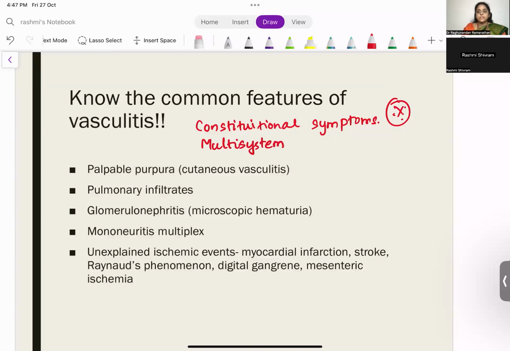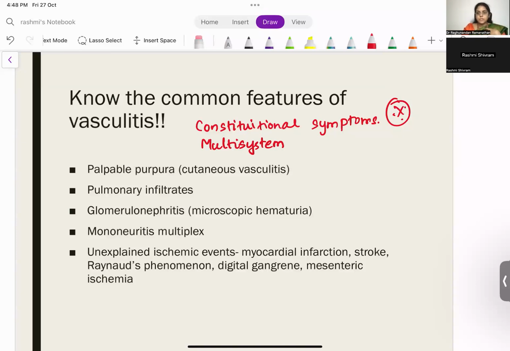So you will have skin getting involved, renal getting involved, pulmonary capillaries and pulmonary vessels getting involved, nerves getting involved. All the systems can get involved, and based on what disease it is, different systems will be involved. When the cutaneous system, that is the skin, is involved, you will have palpable purpura. You can have ulcers, you can have purpuric lesions.